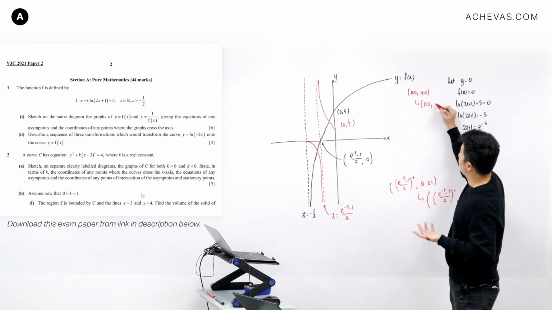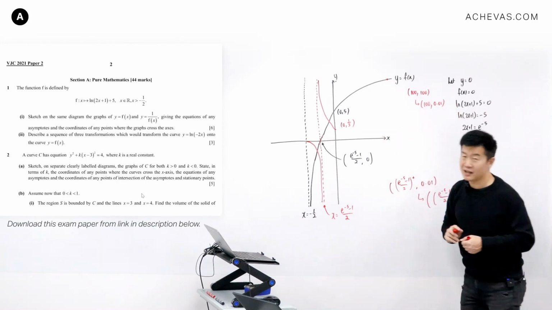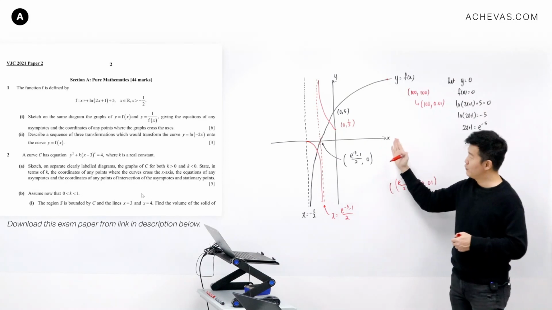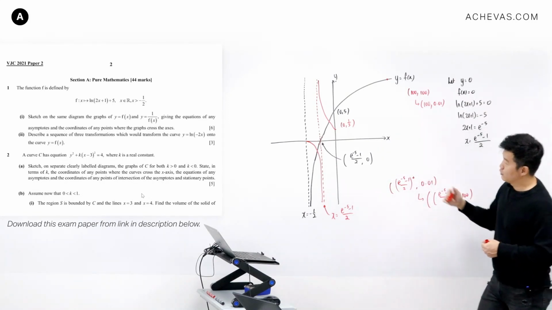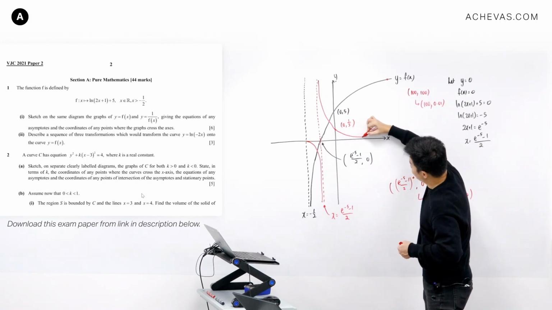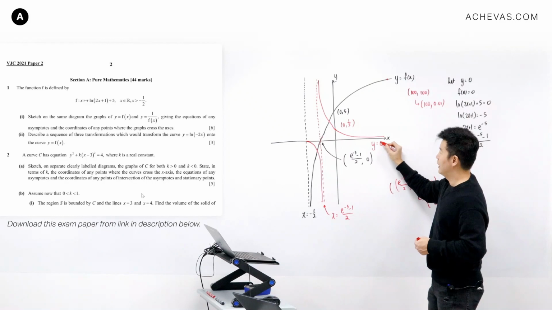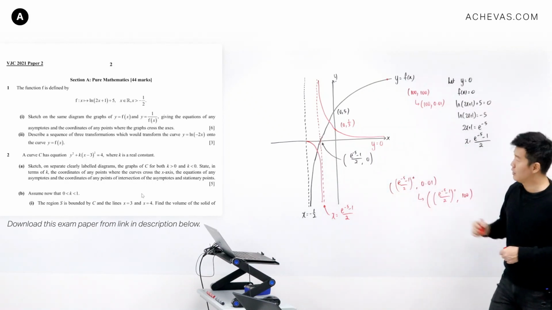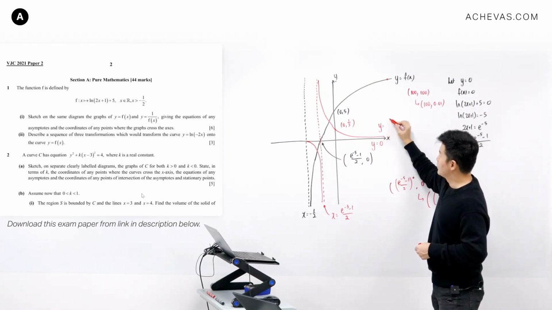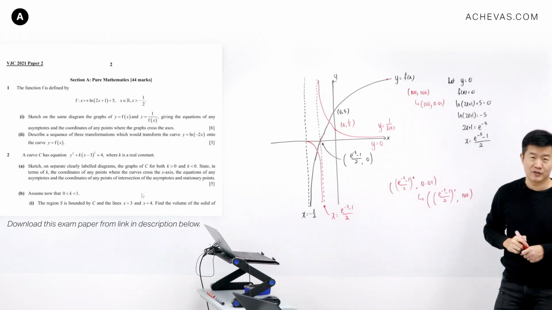And this is 1 over 100, so 0.01. So it's going to be a point that is, let's say, here. Okay, positive 100 and 0.01. So I'm going to connect this over to that point, which indicates to me that an asymptote exists here for the graph of y is equal to 1 over fx, and that is y is equal to 0.